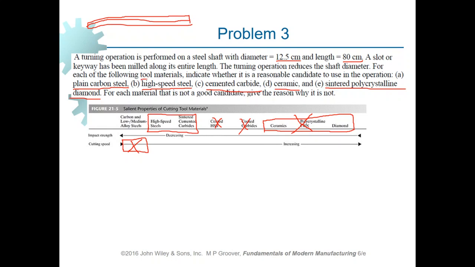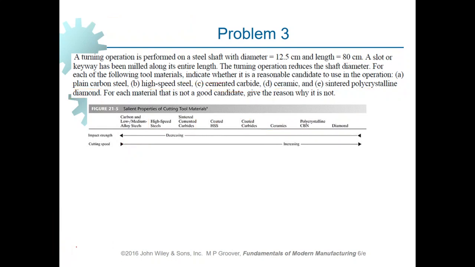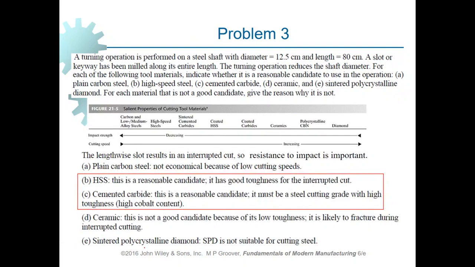So choices B and C are acceptable ones. This is the solution: only choices B and C are suitable for this material. If there is no keyway machined on it, then we can make use of all of the remaining ones, excluding the first one. However, because of the keyway, the last two are also excluded, leaving us only with choices B and C for this tool material. Okay. Is there any question on this?